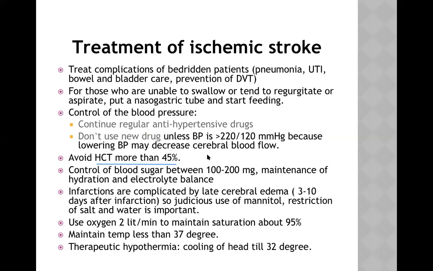If hematocrit or hemoglobin is very high, it means there is polycythemia. It leads to increased viscosity of the blood, and that can aggravate ischemia further. So avoid this. And if there is polycythemia, you need to go for venesection. Take out a bit of blood from the vein, and that will decrease the hematocrit or hemoglobin level. This is called venesection.